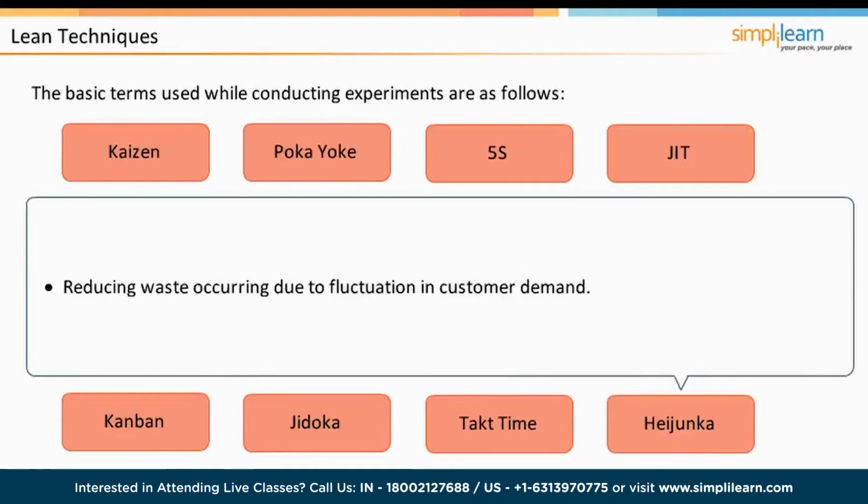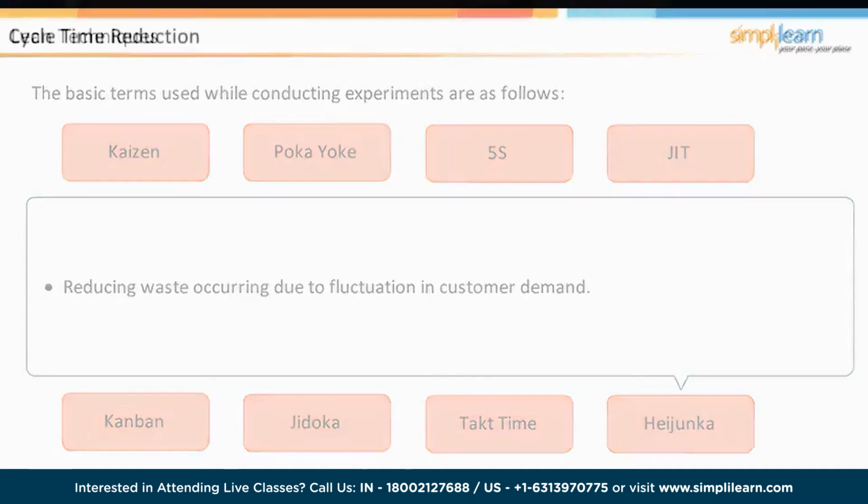The final technique is Heijunka, which means production leveling and smoothing. It is a technique to reduce waste occurring due to fluctuating customer demand.